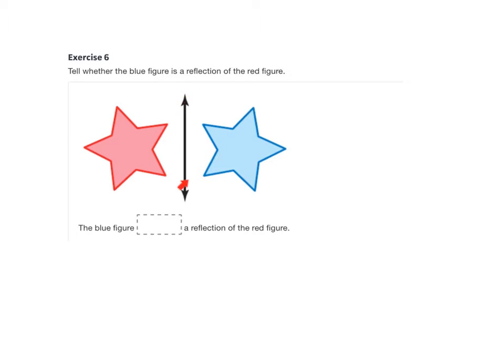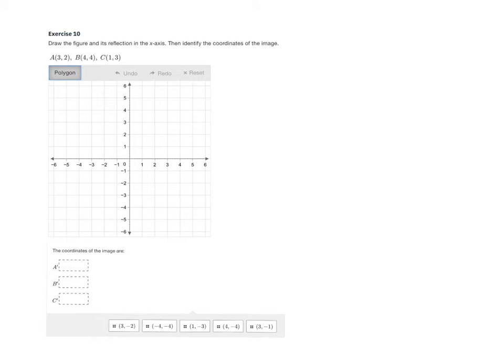Because the y goes up and down, so this is a reflection over the y. And you can tell here the closest point is still the closest point after the reflection, and the furthest point away is still the furthest point away after the reflection. So this is definitely a reflection over the y-axis. Alright, exercise 10. The first thing I'm going to do is I'm going to plot these points.